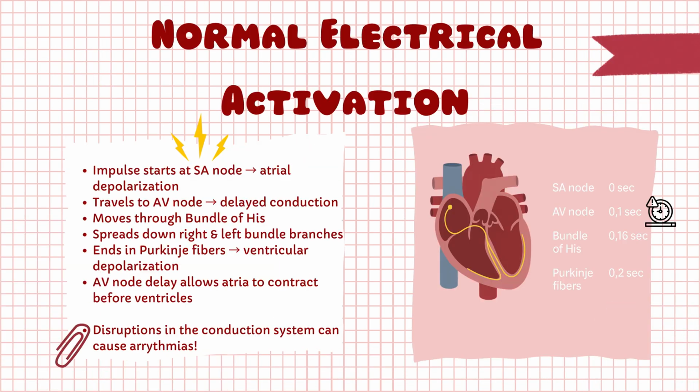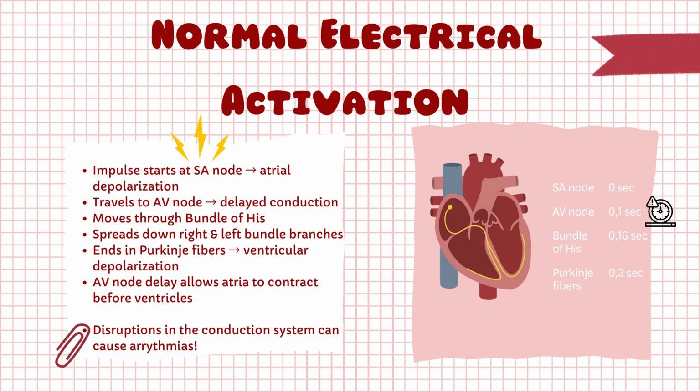Let's follow the electrical signal through the heart. It begins at the SA node. This generates an impulse that causes atrial depolarization, leading to atrial contraction. The impulse then reaches the AV node, where it slows down. This brief delay is crucial. It gives the atria time to push blood into the ventricles before they contract.